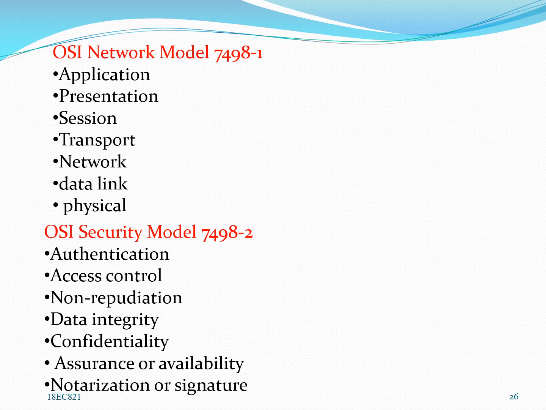There is the OSI network model. In this there are 7 layers: application layer, presentation layer, session layer, transport layer, network layer, data link layer, and physical layer. The OSI security model includes authentication, access control, non-repudiation, data integrity, confidentiality, assurance or availability, notarization or signature.